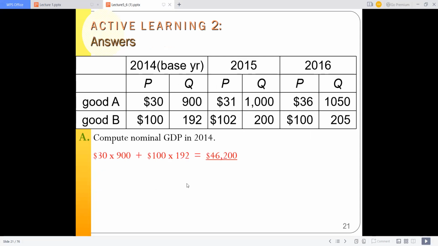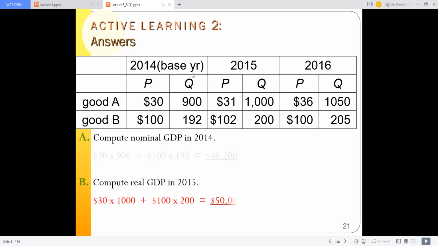Okay. So 30 times 900. Nominal GDP, you use current prices, right? 100 times 192. They added them and we have 46,200. Compute real GDP in 2015. We chose 2014 as the base year, right? So 30 by, yeah, somebody's hand is up.